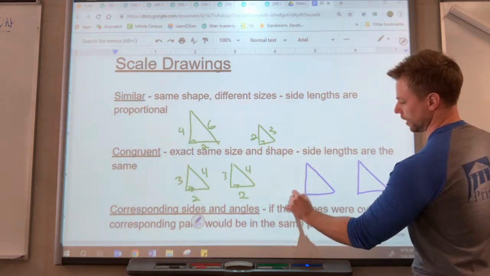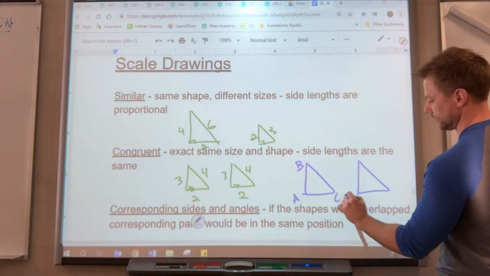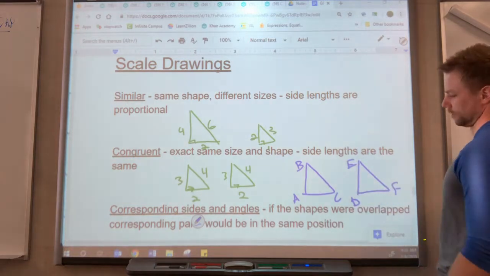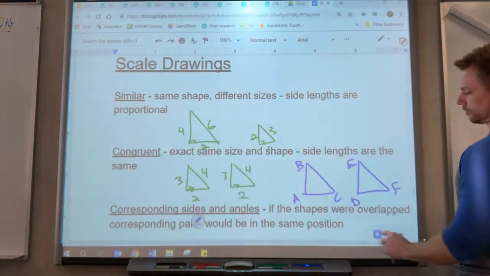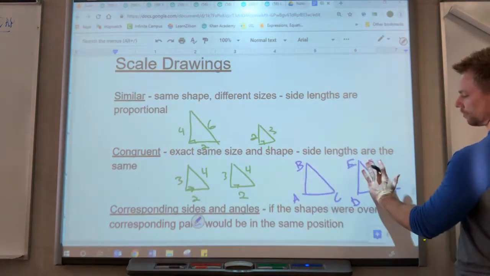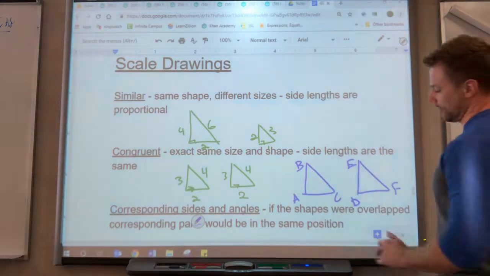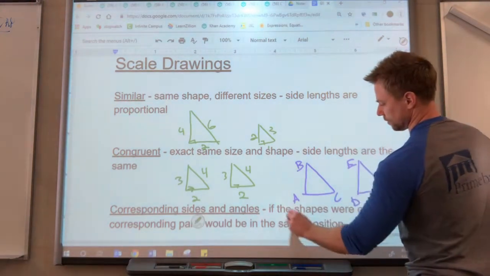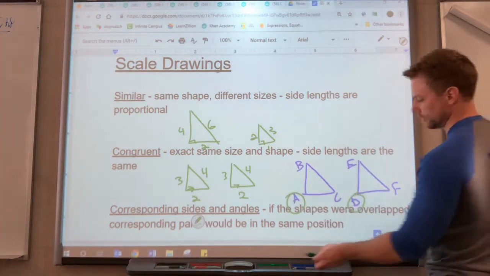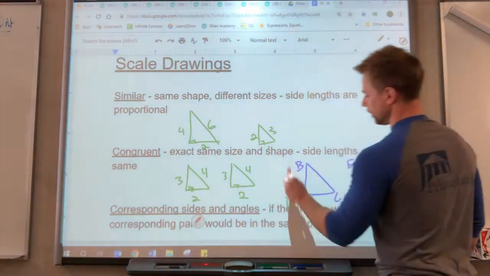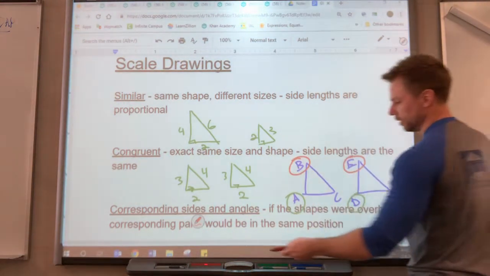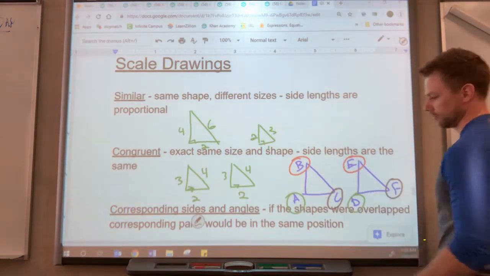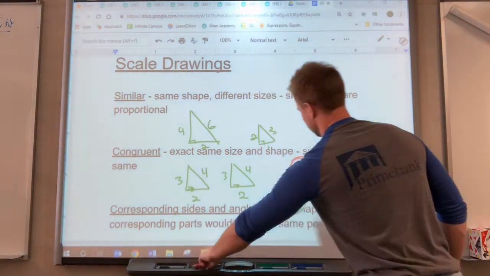Say we have triangle ABC and triangle DEF. In these two triangles, if I put this one over top of this one overlapping, then A would correspond to D. So A would correspond to D. B would be corresponding with E. And C would correspond to F. They would be in the exact same position.